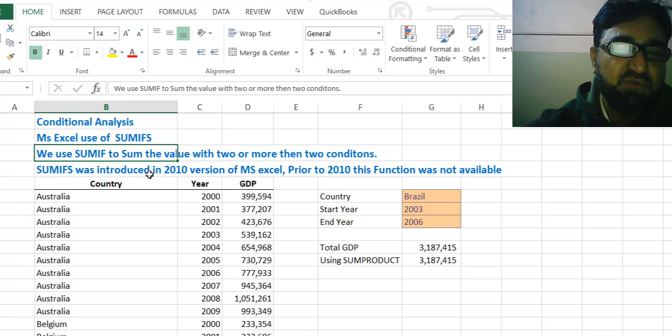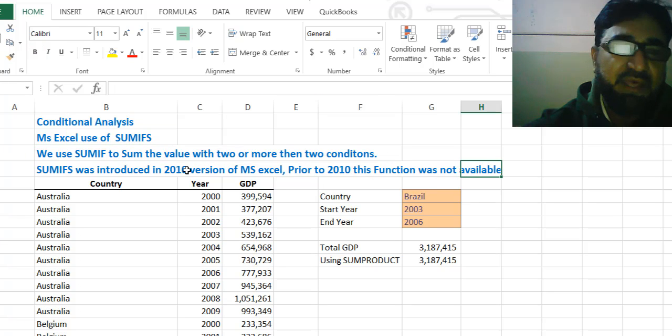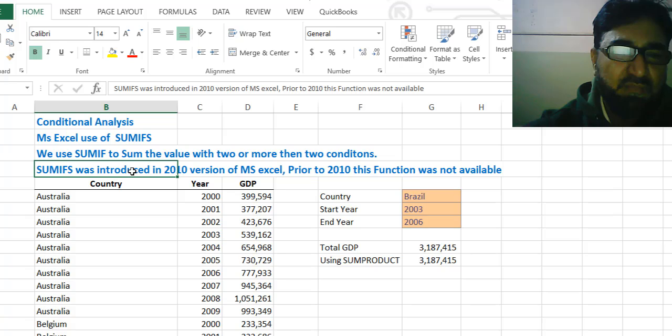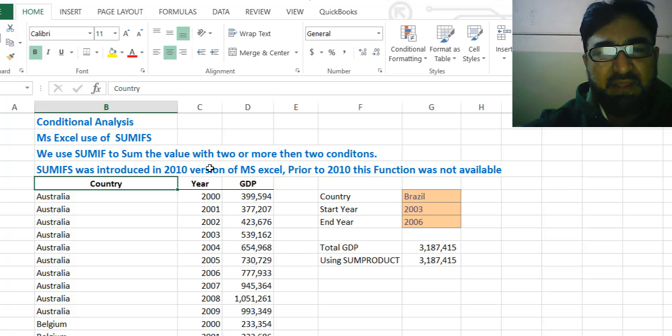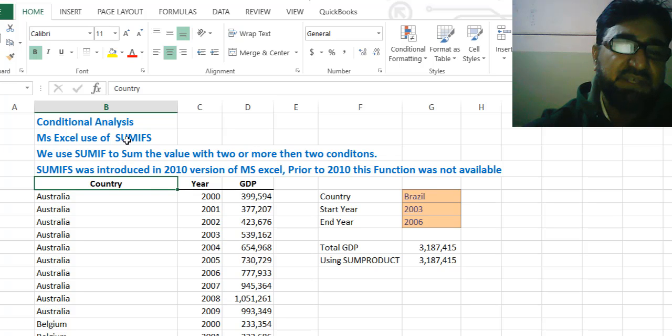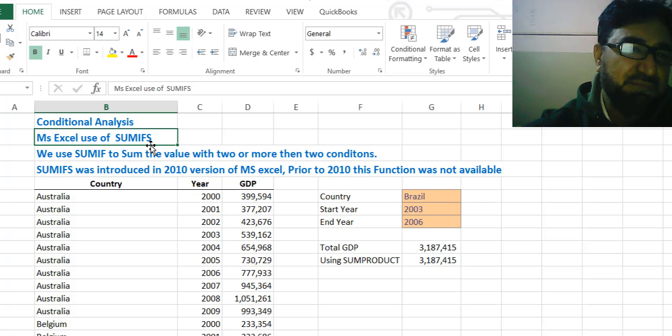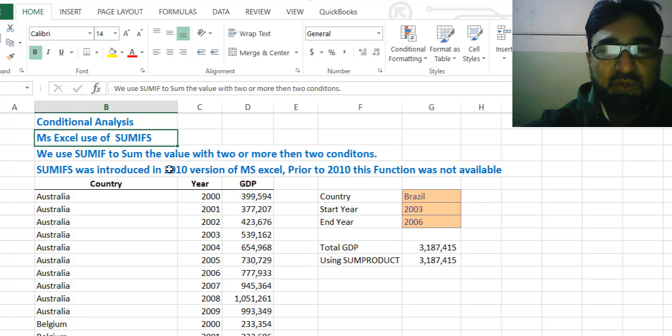SUMIFS was introduced in the 2010 version of MS Excel. Prior to 2010, this function was not available, and we were using SUMPRODUCT in place of this SUMIFS function, because SUMIF analyzes only two conditions and SUMIFS analyzes more than two conditions.